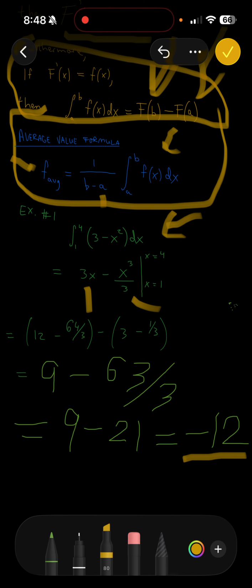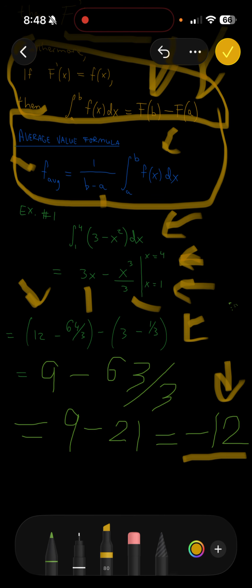Now remember, you technically would get a constant, right? But for definite integrals, they get canceled out because we're going to evaluate this expression for 4, and then we're going to subtract for when x equals 1. You could imagine in both cases there'd be a c down here and a c down here, but they get canceled out. So then you crunch all these numbers and you get minus 12 as your answer.